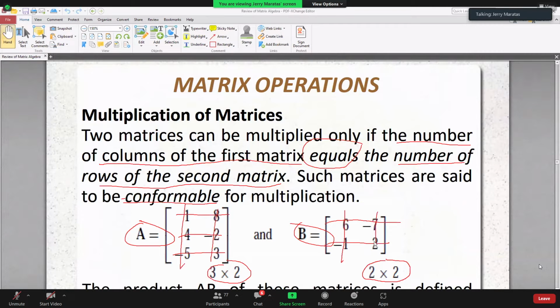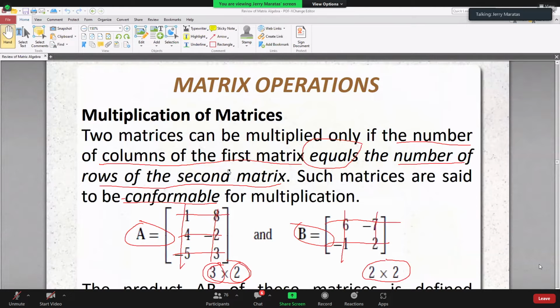Are they conformable? Okay, the number of columns of the first matrix, where is the first matrix? A, right? So number of columns is 3. Number of columns is 2, no? You start with the number of rows. So please take note, okay? This one is rows, this one is columns.